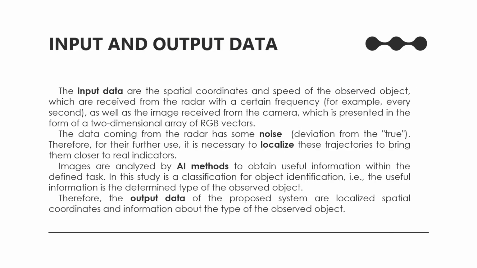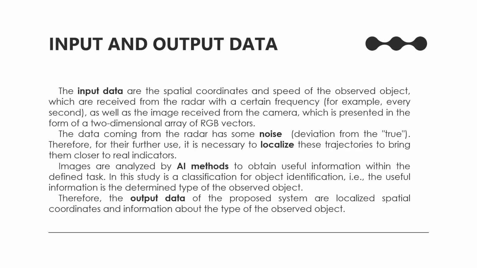Input and output data. As mentioned before, input data sources are radar measurements and the image provided by the camera. Since this information arrives simultaneously and needs immediate processing, we consider the stages parallel in the proposed algorithm. The input data are the spatial coordinates and speed of the observed object, which are received from the radar with a certain frequency, as well as the image received from the camera, which is presented in the form of a two-dimensional array of RGB vectors. The data coming from the radar has some noise, therefore for their further use it is necessary to localize this trajectory to bring them closer to the real indicators.